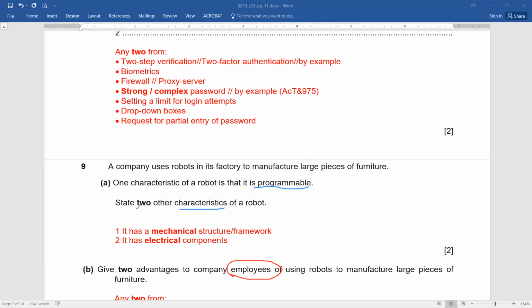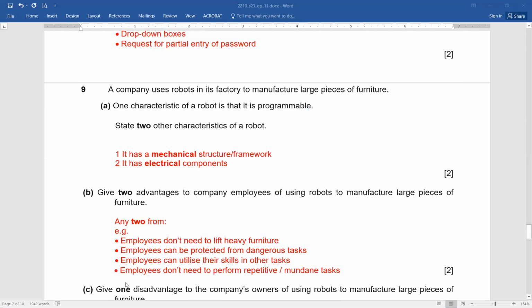Okay, are we ready? Now, any two from, you can see: employees don't need to lift heavy furniture. Employees can be protected from dangerous tasks. Employees can utilize their skills in other tasks. Employees don't need to perform repetitive or mundane tasks. So any two from these are going to be beneficial for the company employees.